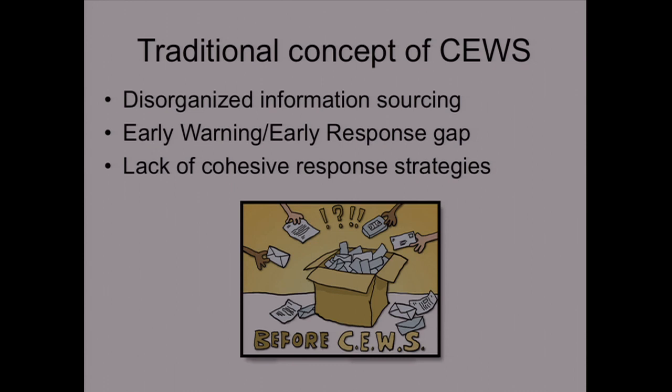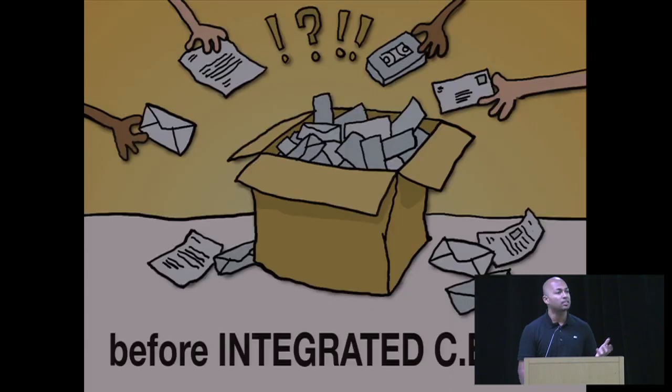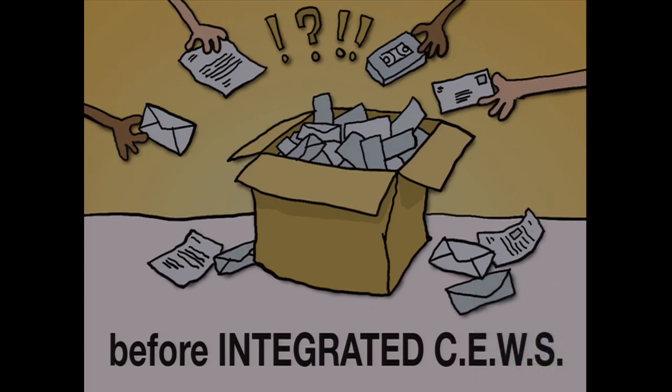Now the traditional concept, this is what I'm going to be really going right into, is conflict early warning. CEWS is what we're going to be calling it from now. A lot of conflict early warning was disorganized information sourcing. There was a huge gap between knowing that early warning information is coming in and the early response, which took a long time before they actually brought them together. And then there's a lack of cohesive response strategies. So for example, you would go and try to firefight and prevent something, but it wouldn't be the same because there are other people doing the same thing from some other side. So you just have this disorganized feel of conflict early warning.